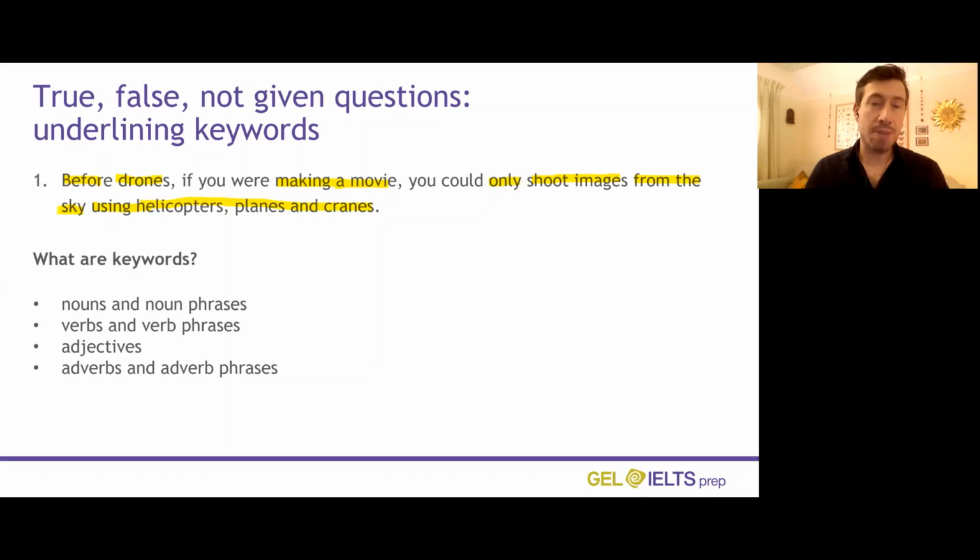Now, usually in a question, you wouldn't do it one by one by one. You would just go, okay, before drones, if you were making a movie, you could only shoot images from the sky using helicopters, planes, and cranes. So you would just move across like that.